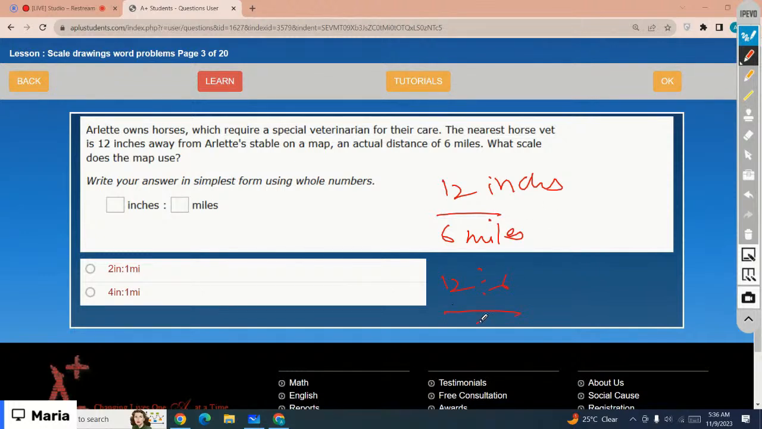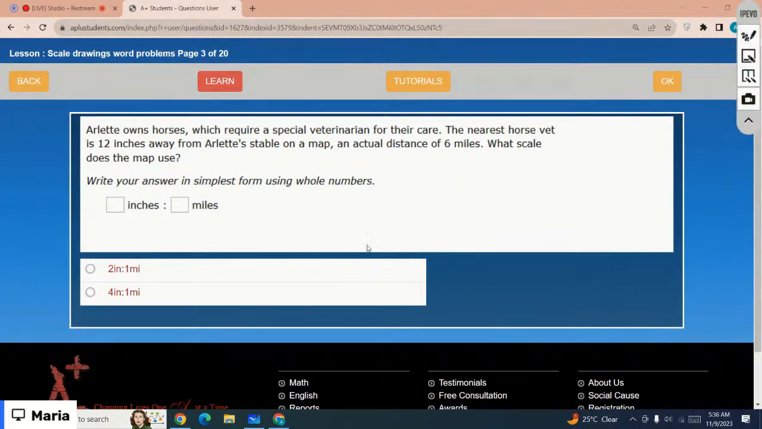Divide them by 6. That means 2 inches equal 1 mile. So the correct option is 2 inches to 1 mile. Got it? Option number 1 is the correct option, that is 2 inches to 1 mile.